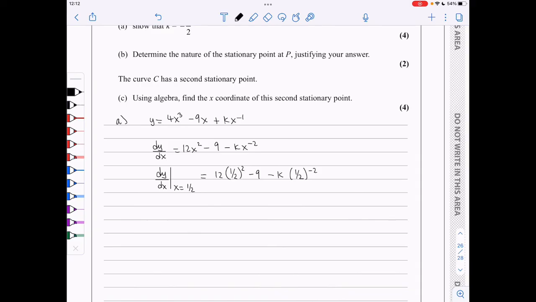This is giving me 3 minus 9 minus 4k, and all of this is 0. So minus 6 is 4k. So minus 6 over 4 is k, which is of course simplifying to minus 3 over 2 as required.